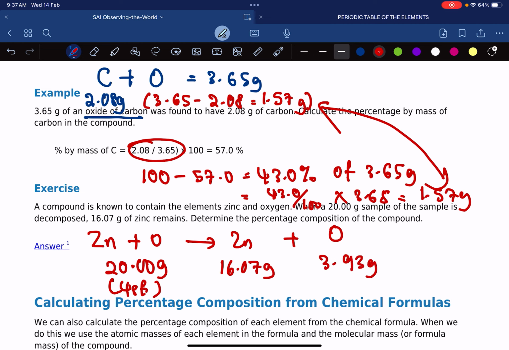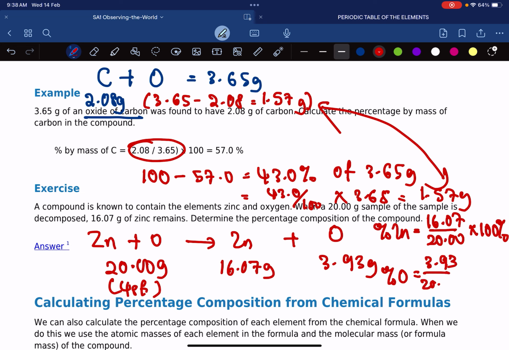Yes or no? They ask us to find the percentage composition of the compound. For percentage of zinc, we take 16.07 divided by the total mass, 20, and then multiply by 100. And for the percentage of oxygen, we take 3.93 divided by 20 times 100%. We should get the answer. That is how straightforward this is.